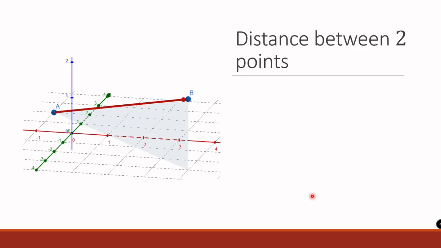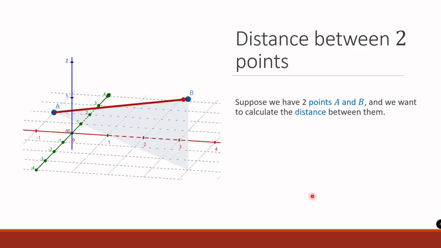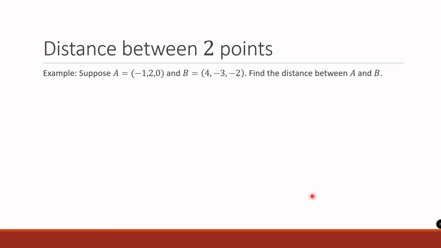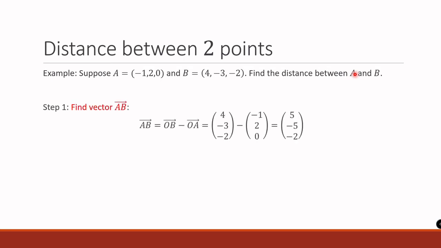To find the distance between 2 points, the easiest way is actually to treat AB as a vector, vector AB, and we try to find the distance between them. Let's look at a simple example. Let's suppose you have point A, point B like this. You want to find the distance between point A and B. What I can do is make use of vectors. I find the vector AB first.